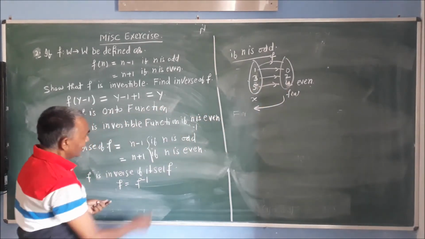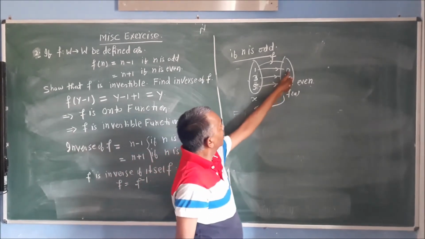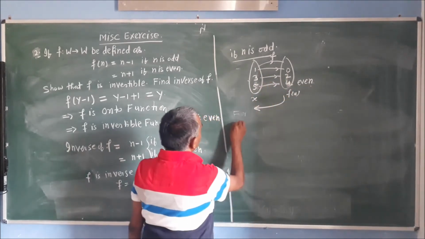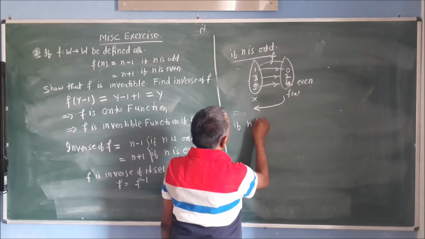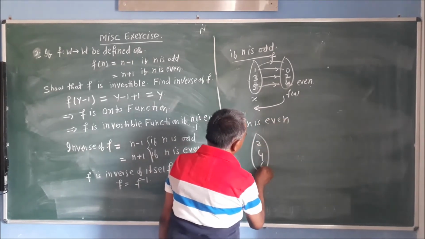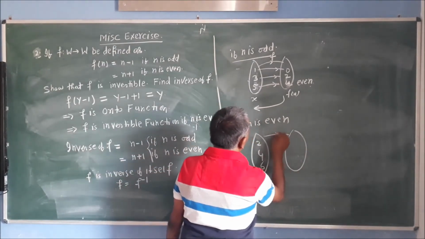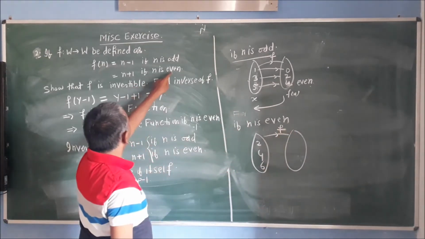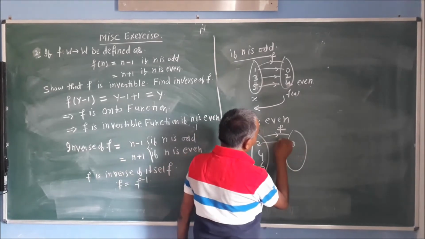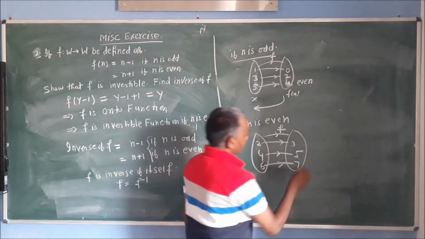So here I have written that if n is even, this will be n plus 1. Keep adding 1 to this, you will get this number. Keep adding 1 to this, you will get this number. For the second condition, you say if n is even, take an example of even numbers 2, 4, 6. These are the even numbers. Then what is the value of fx? If n is even, fx will be n plus 1. So you will get 2 is related to 3, 4 is related to 5, and 6 is related to 7.